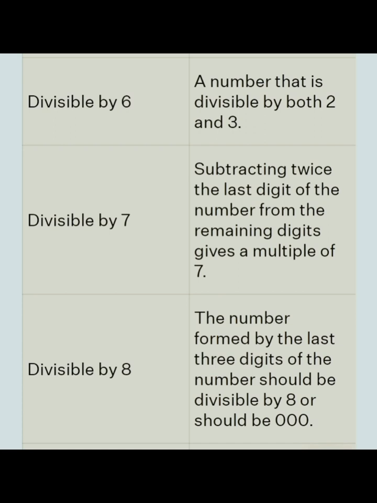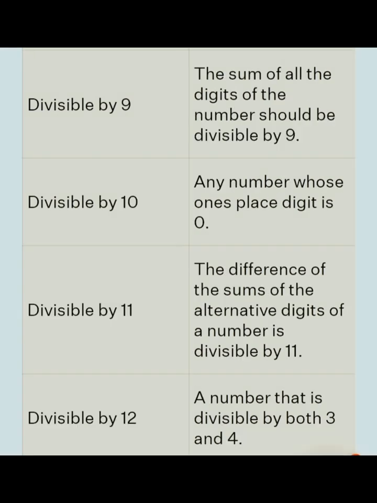Divisible by 6: a number that is divisible by both 2 and 3. Divisible by 7: subtracting twice the last digit of the number from the remaining digits gives a multiple of 7. Divisible by 8: the number formed by the last three digits of the number should be divisible by 8 or should be 0. Divisible by 9: the sum of all the digits of the number should be divisible by 9.